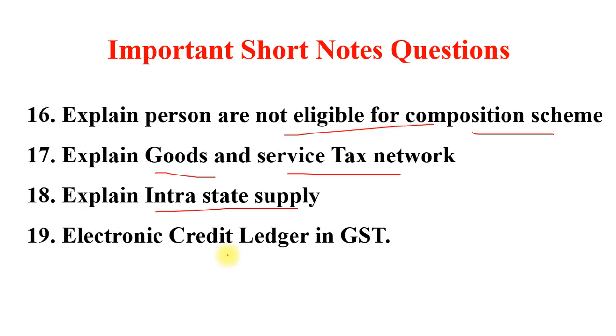Explain who are the persons who are not eligible for composition scheme. What is Goods and Service Tax Network? Intrastate supply, and lastly electronic credit ledger in GST. Very important topic. So I can guarantee, if you do these 19 topics, it will be more than enough from the short notes point of view.